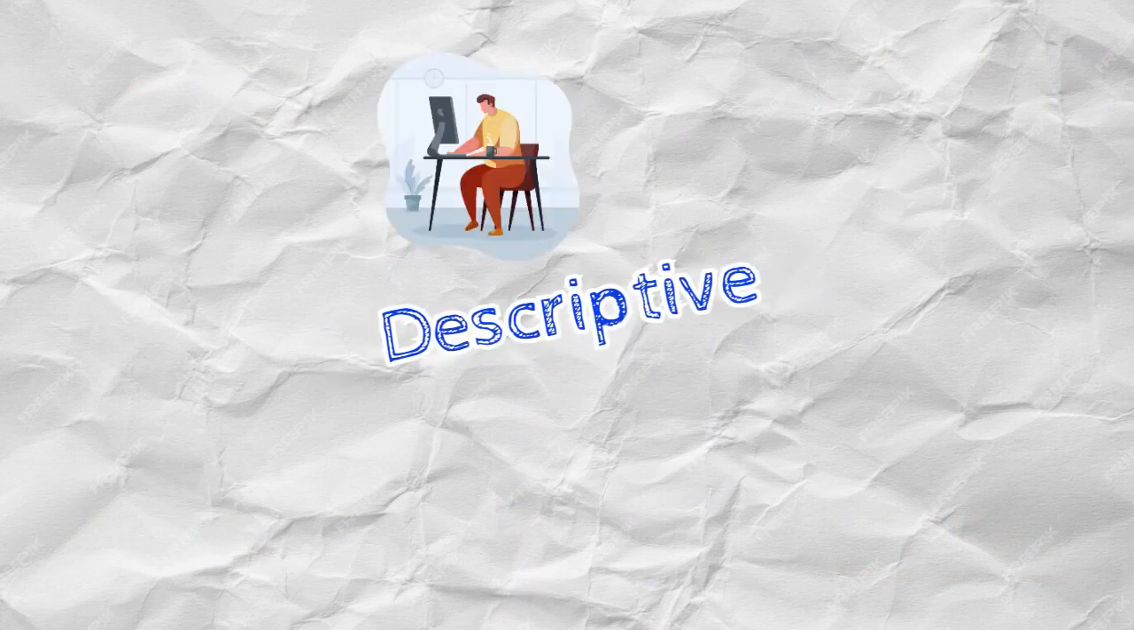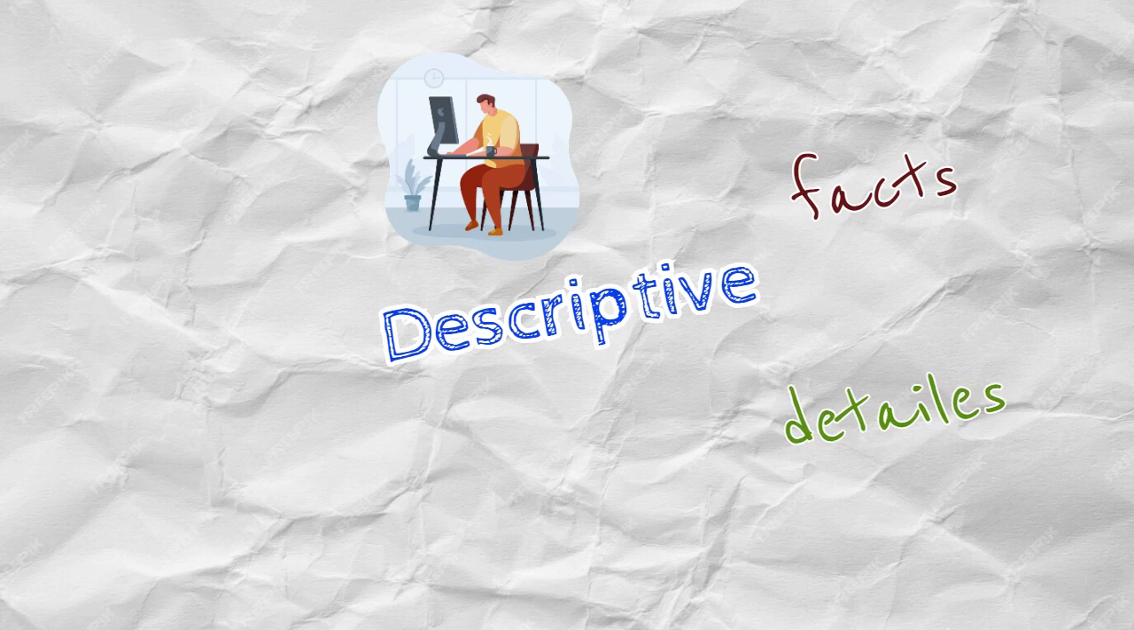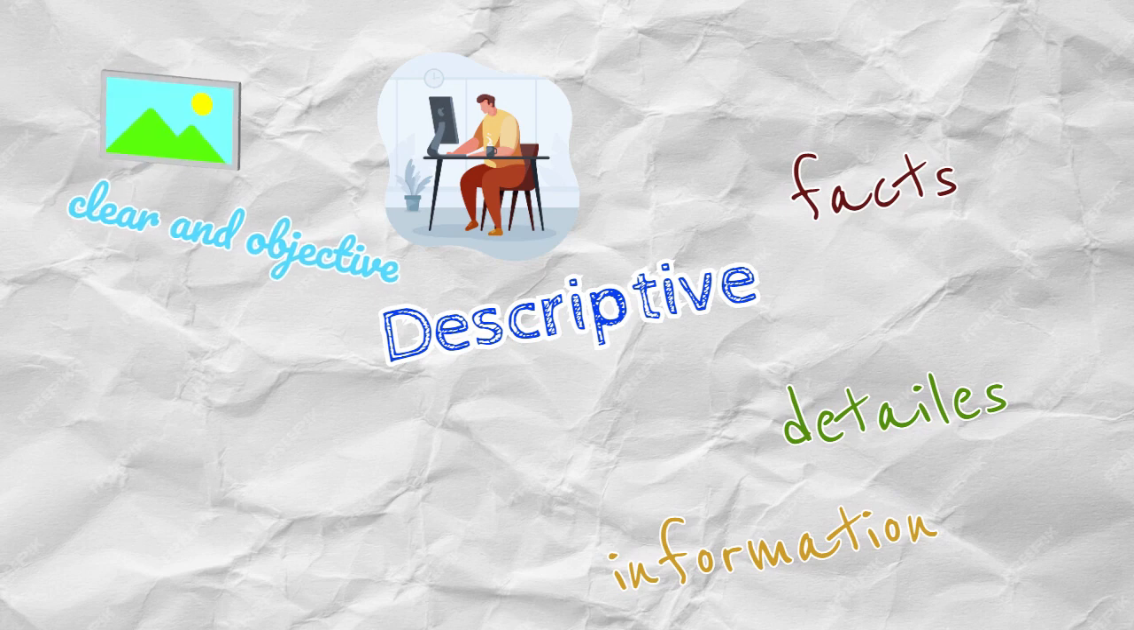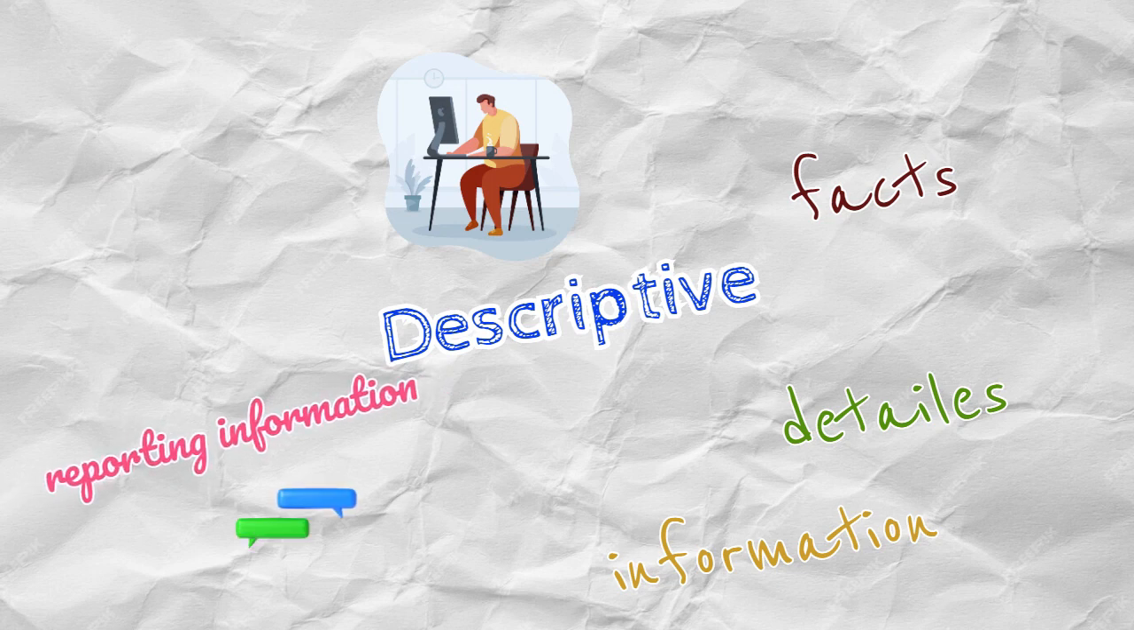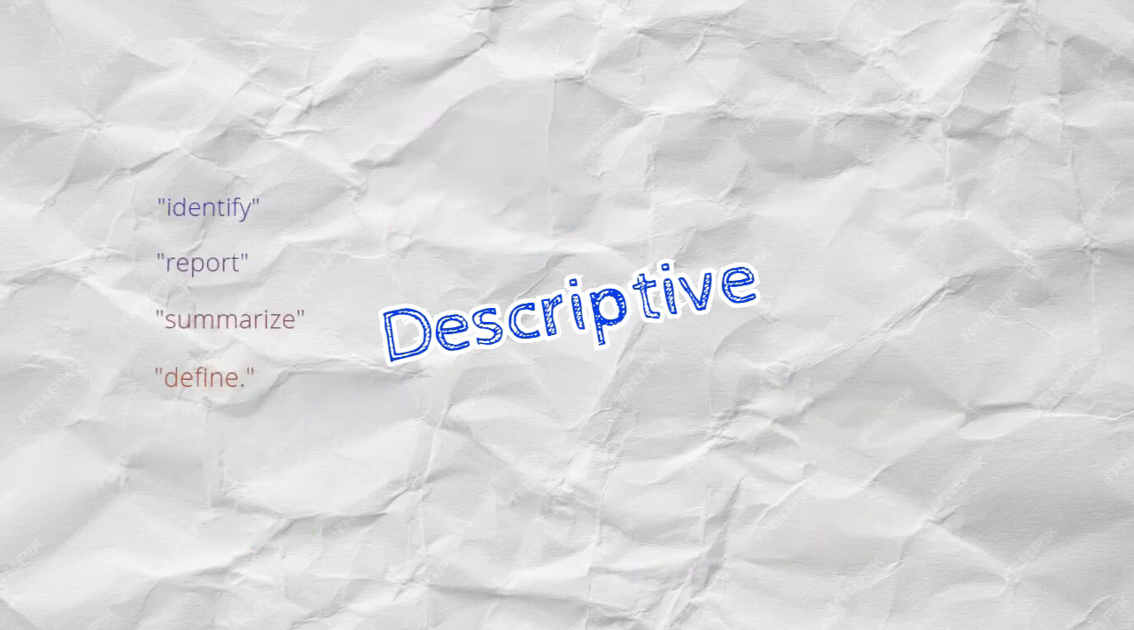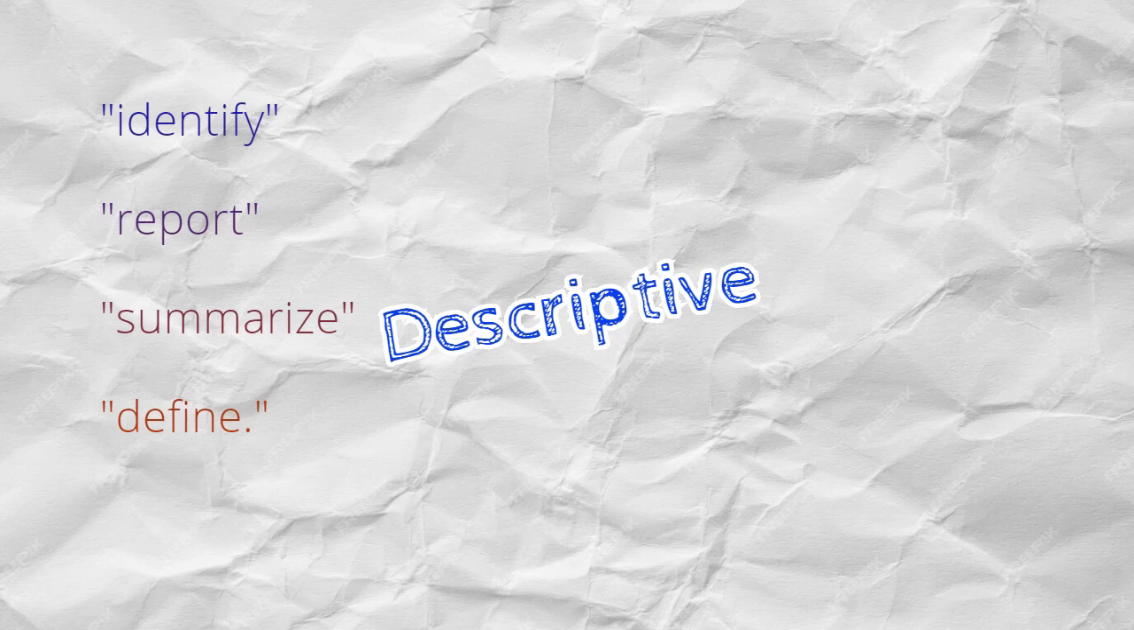Descriptive writing is the simplest type of academic writing. Its purpose is to provide facts, details, or information about a subject. Descriptive writing aims to present a clear and objective picture of a topic without engaging in analysis or interpretation. It often involves summarizing or reporting information. Instructions for descriptive assignments may include terms like identify, report, summarize, or define.